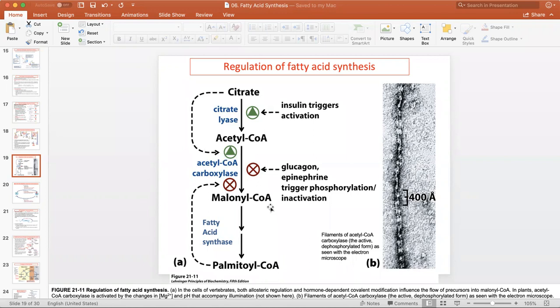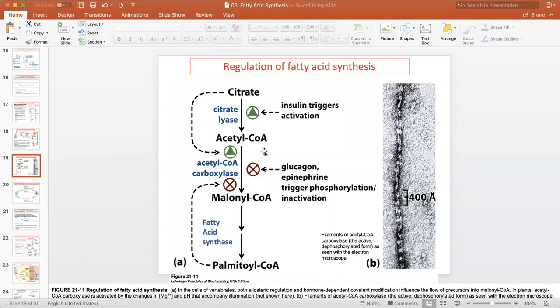So we know that in the well-fed state, we have a lot of insulin and low glucagon, right? So you can just think that insulin will trigger the activation to store fatty acids, whereas glucagon will inhibit these steps because glucagon works opposite to insulin. So just by common sense, you can think that insulin will activate this reaction and glucagon will inhibit this reaction.